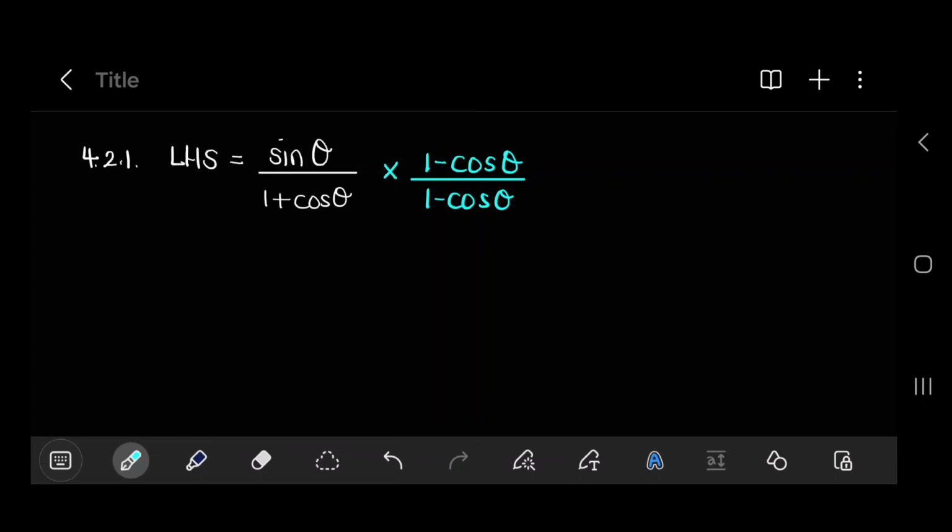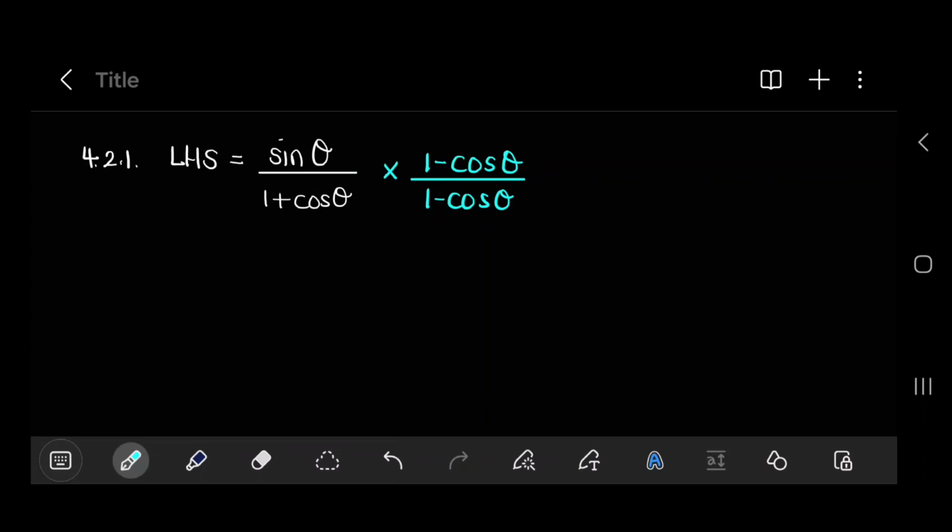So why are we allowed to do this, and where is this coming from? The reason why we're doing this, firstly, is that we need to get 1 minus cos theta at the top. And at the moment, there is absolutely no way for you to simplify this given fraction, because it is in its simplest form. We can't do anything else. So the only way for us to introduce 1 minus cos theta is if we multiply this fraction by 1 minus cos theta over itself.